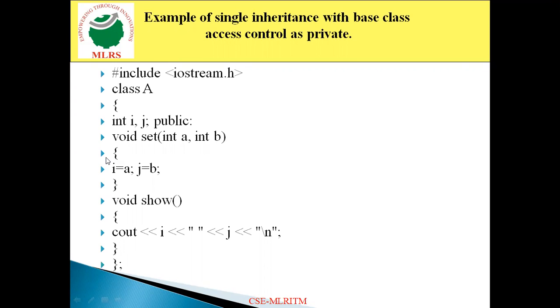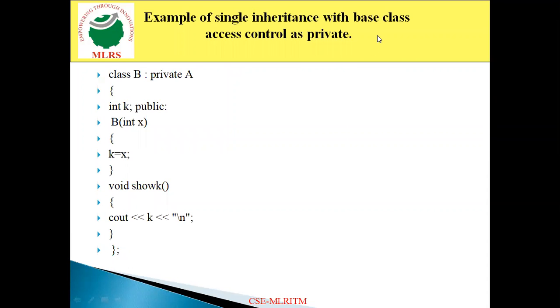Take one more case. What happens when we derive a new class in private mode? Here we derive a new class in private mode. This is the same as earlier. We define class A as public with the same members. Now coming to the derived class B, I am deriving class B in private mode, and the remaining functions are the same.